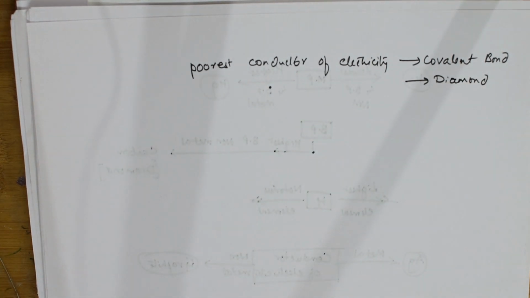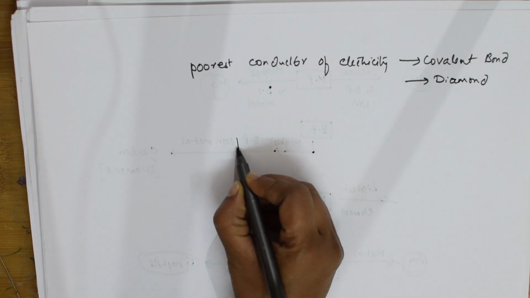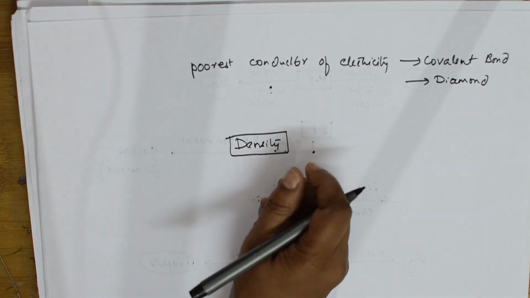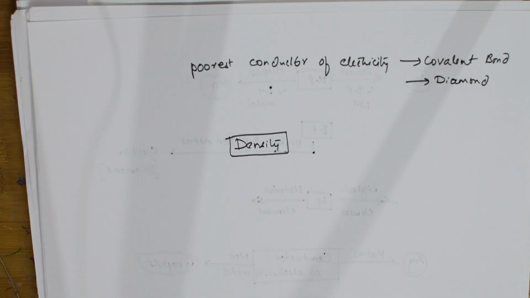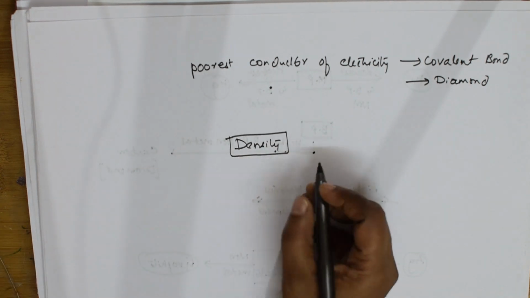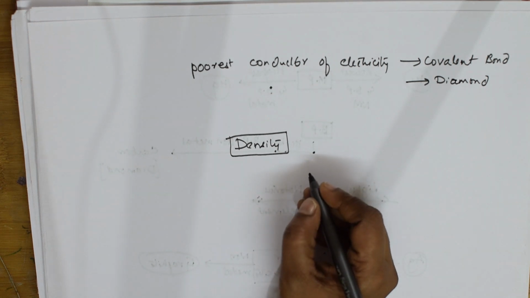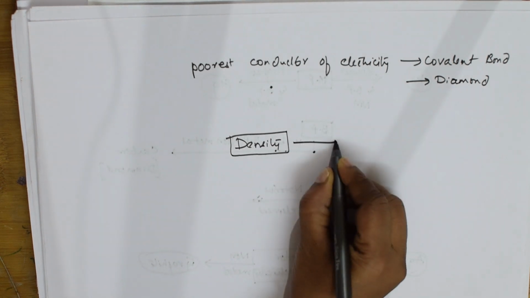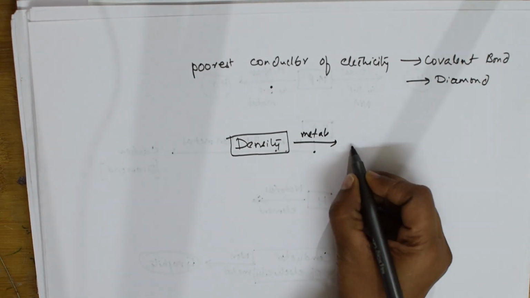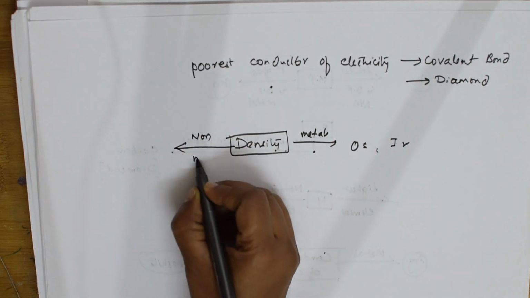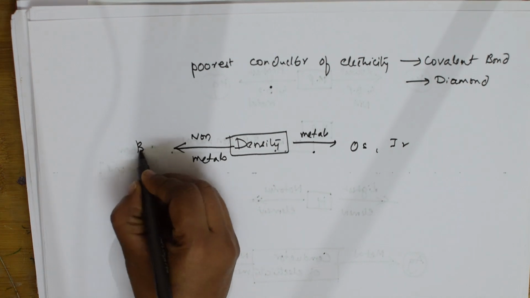This is over. Let me write one more. Now I'll be writing in terms of density. One more factor or one more concept of periodic elements. We study physical properties, chemical properties, the different parameters or characteristics of the periodic table. So density is also one more. The element which has maximum density in metals is osmium and iridium, and in terms of non-metals, it is nothing but boron.